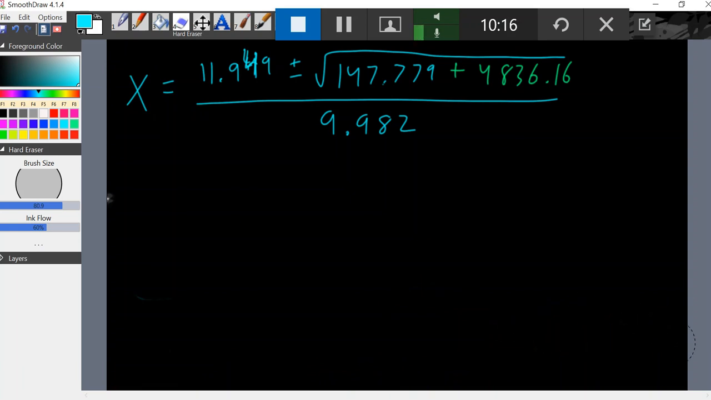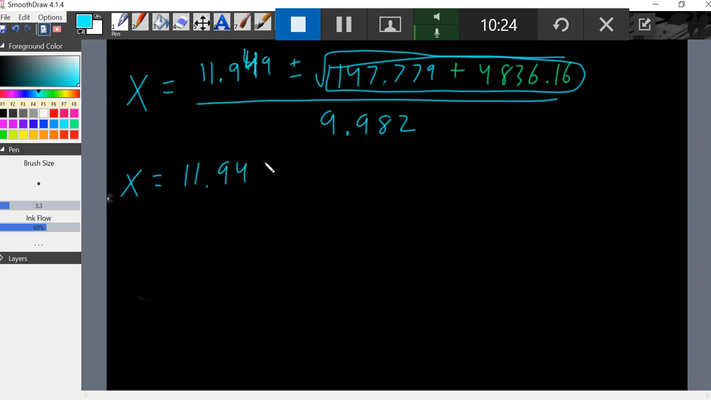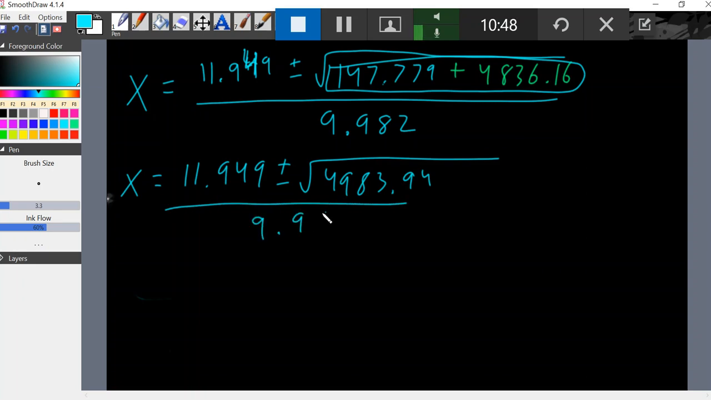Well, what I would always encourage you to do here is to begin to simplify what's inside our square root. So we can say x is equal to 11.949 plus or minus the square root of, if I take 147.779 and I go ahead and add 4,836.16, I'm going to get 4,983.94. And remember, this is all over 9.982. Ask yourself, what would be the next thing that you would do? Well, hopefully you're saying the square root. So we want to take the square root of that number.